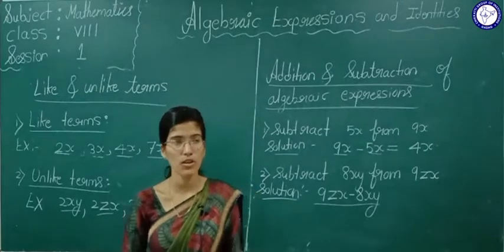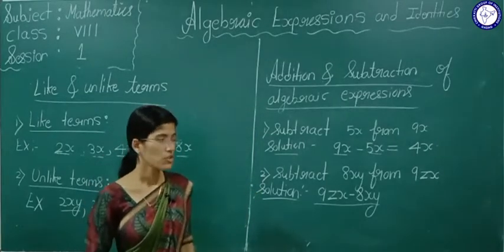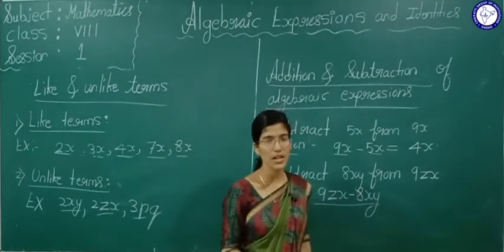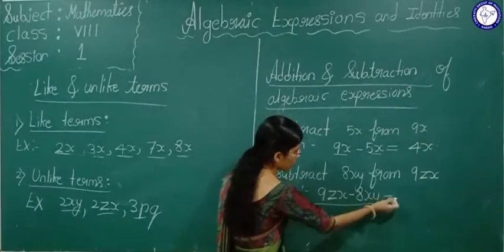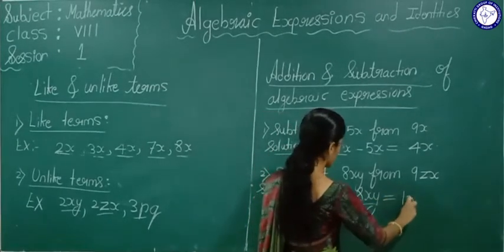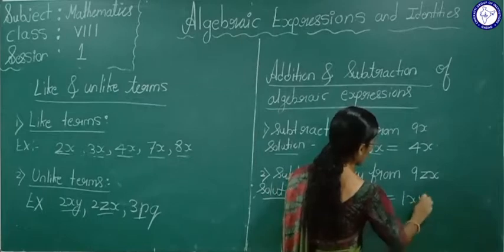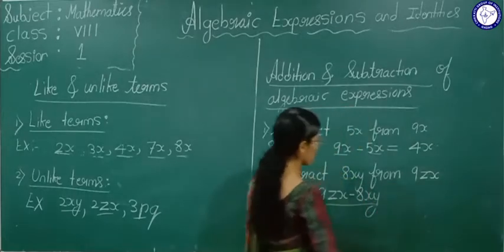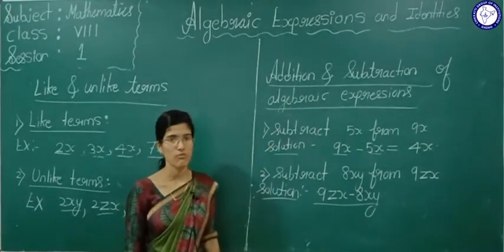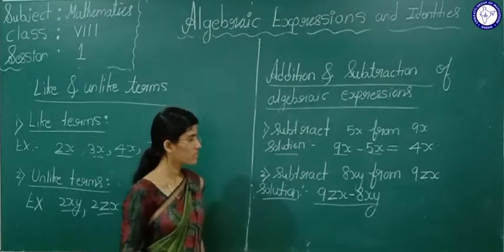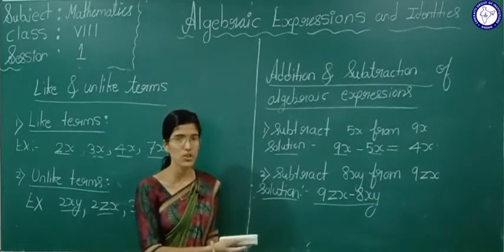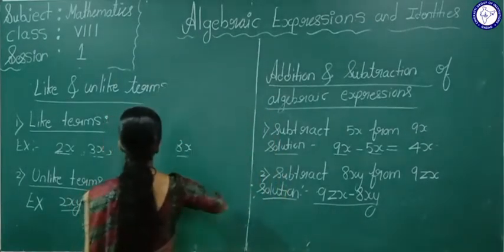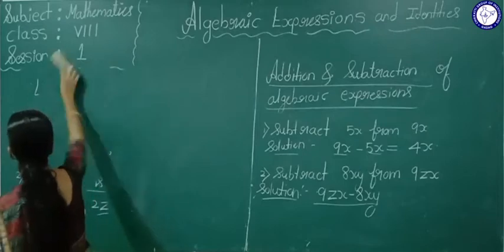Unlike terms cannot be added or subtracted. You should remember that. Yes or no? Unlike terms cannot be added or subtracted. Now see, what you will do, 9 minus 8, 1 xy will keep? This is wrong. Okay, the only thing we can do is keep 9zx minus 8xy. Okay, we know this much of the concept, right? Based on this only, now we will solve problems. So the worked problems in your textbook we will solve now.